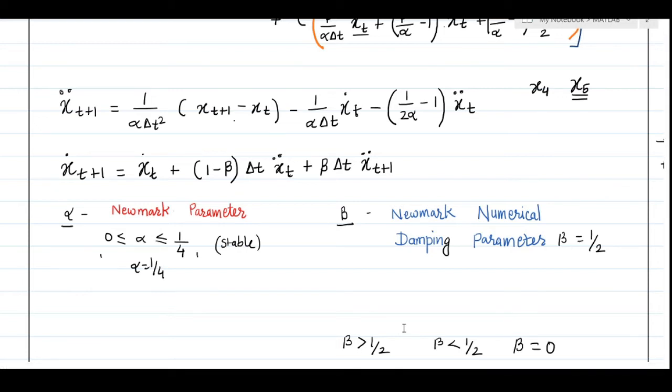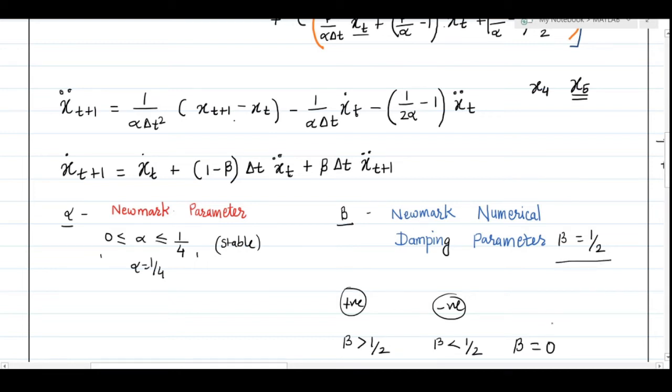On the other hand, if the beta value is less than 1 by 2, that means you are going to have a negative damping, and negative damping will increase the amplitude. So in case of beta less than 1 by 2, you have a diverging solution. In case of beta greater than 1 by 2, you have a positive damping, so you will get a converging solution. Converging solution means your amplitude will be less than the correct value. So normally for the numerical solution we consider the beta value as 1 by 2 in all the cases.